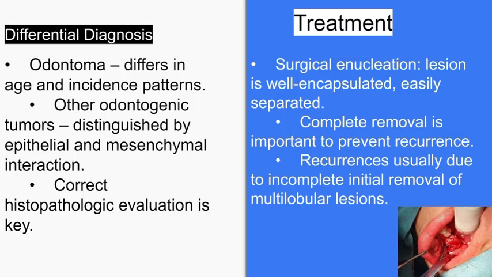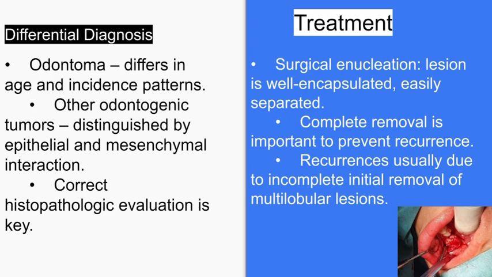Now, on to the next slide, differential diagnosis. Here's where exams try to trick you. It can resemble odontoma or other odontogenic tumors, but odontoma contains mature dental tissues, enamel, and dentine. Ameloblastic fibroma does not. Histology is the key to differentiation.